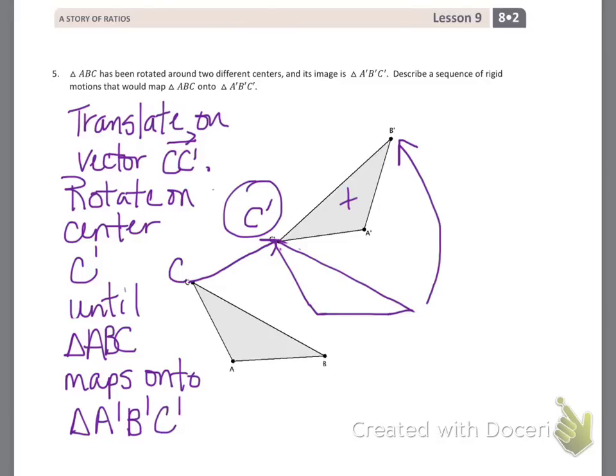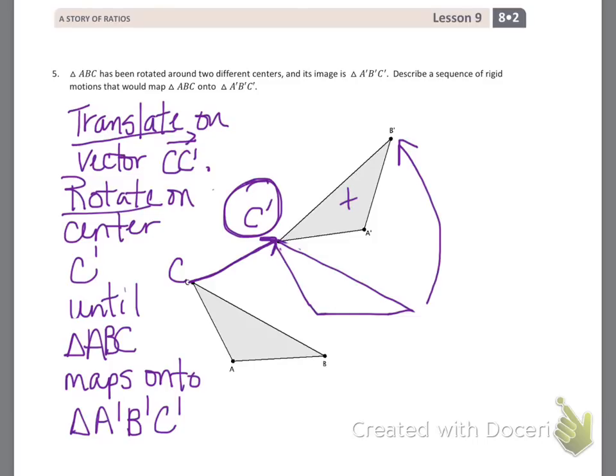So it's a translation and then a rotation. But it's a specific translation, CC prime, and then a rotation around center of rotation C prime until it maps on there. Okay, you'll have one like that on the homework, and you can do it.